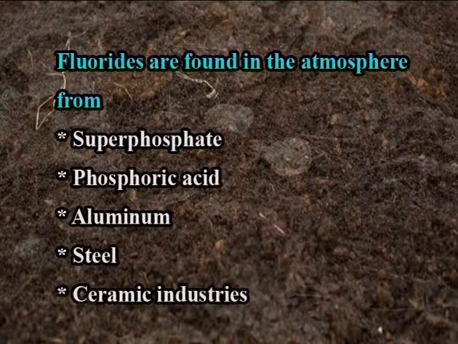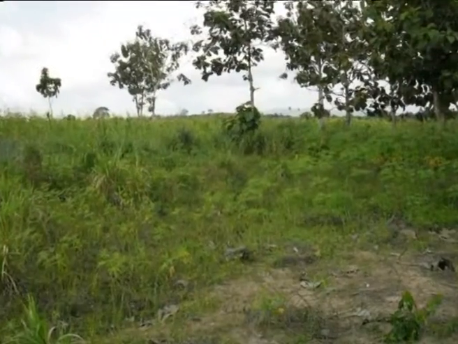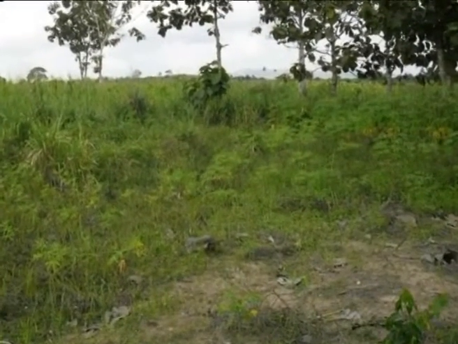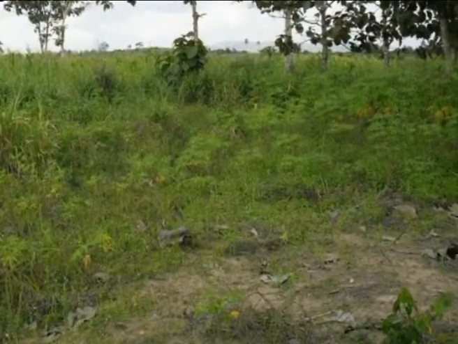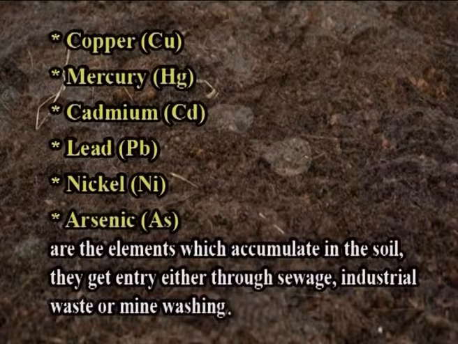Sulfur dioxide emitted by factories and thermal plants may make soil very acidic. Fluorides are found in the atmosphere from superphosphate, phosphoric acid, aluminum, steel and ceramic industries. Fluoride and sulfur dioxide cause leaf injury and destroy vegetation. Copper, mercury, cadmium, lead, nickel and arsenic are the elements which accumulate in the soil.